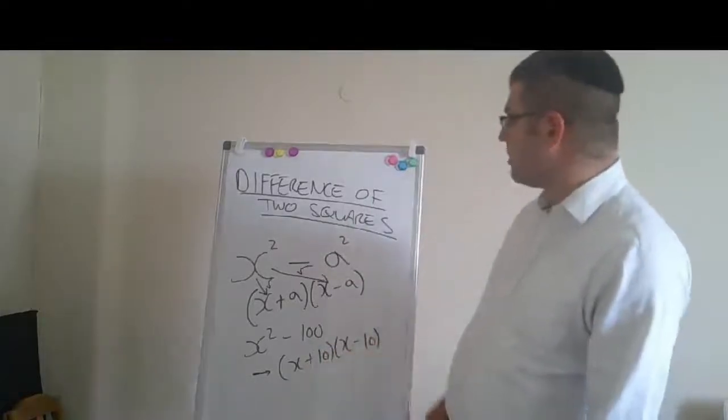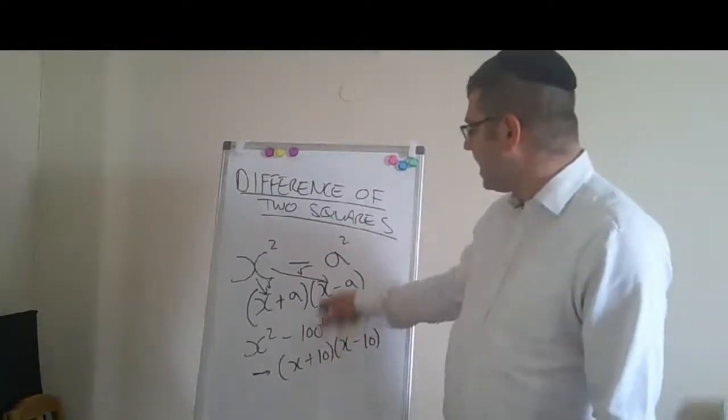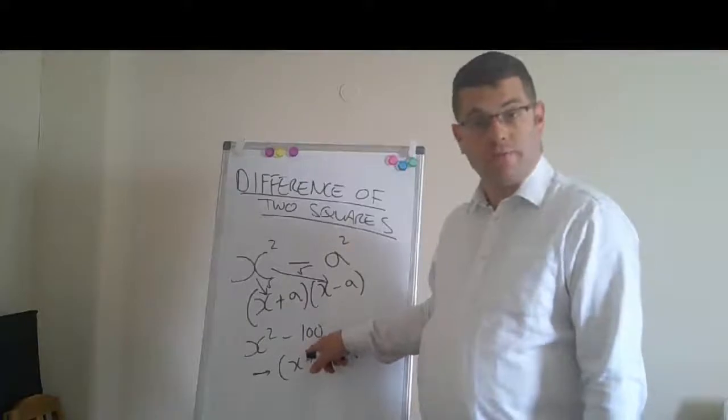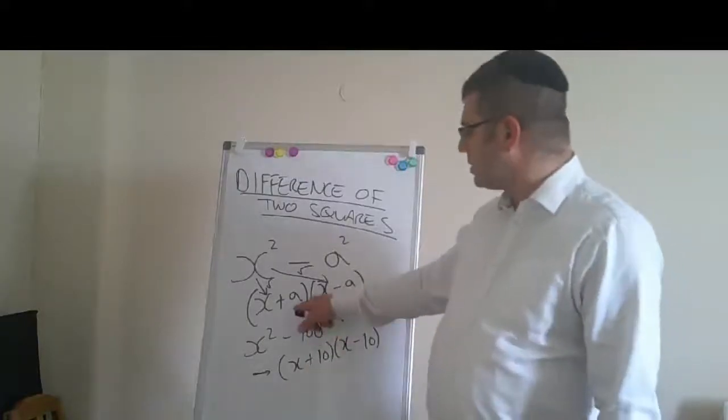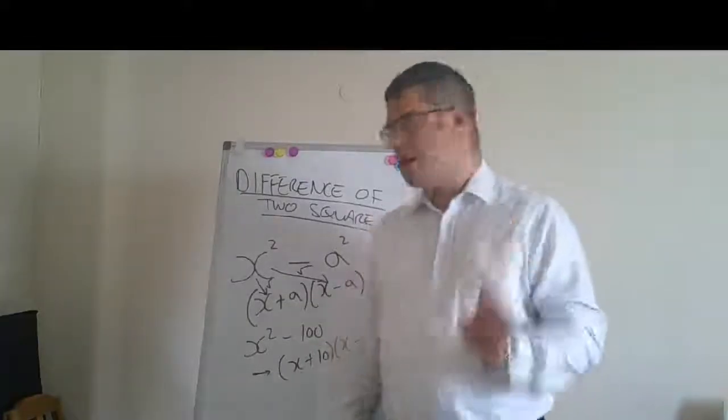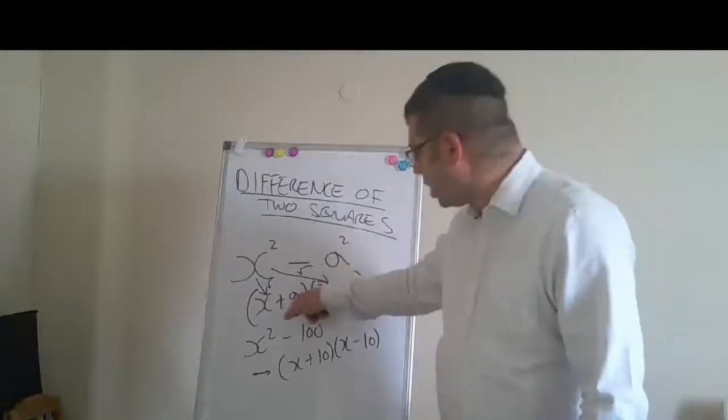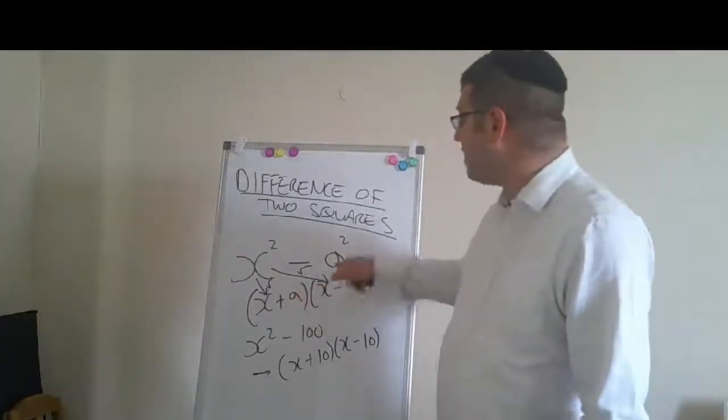One with a plus, one with a minus. That's what this says. Okay, the a squared in this case is 100, and when you square root it, it goes to 10. Be careful. Some people take the 100 and put the 100 here and there. No, this is a. That's a squared.